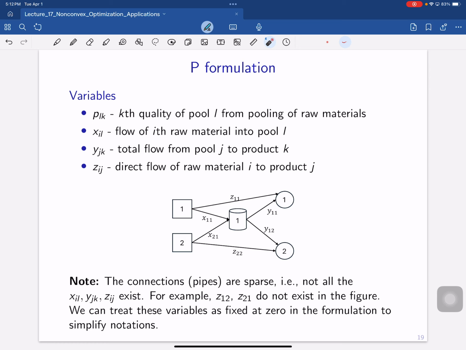Okay, so that makes this problem hard, because if this problem is fully connected, you don't really need the blending tanks, right? You can just send the raw material arbitrarily to the products. So there might be some physical reasons this is not fully connected, but that makes this problem hard. Okay. So in our notation, we just treat all these variables that do not exist as fixed at 0 in the formulation to simplify our notation. Otherwise, you have to define some new notation to specify whether the edge exists or not. Right? We just assume all the edges exist, and then for the edges that do not exist, we assume the flows are 0. Okay.